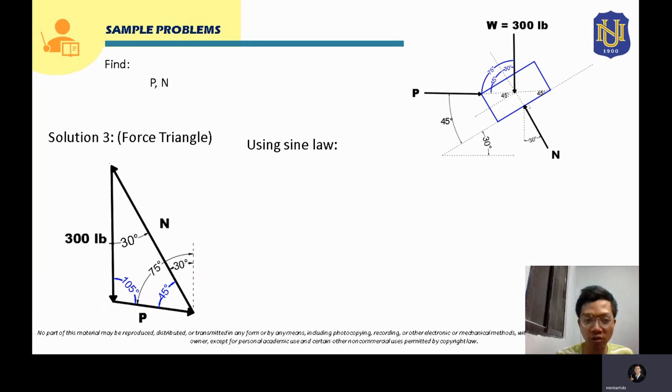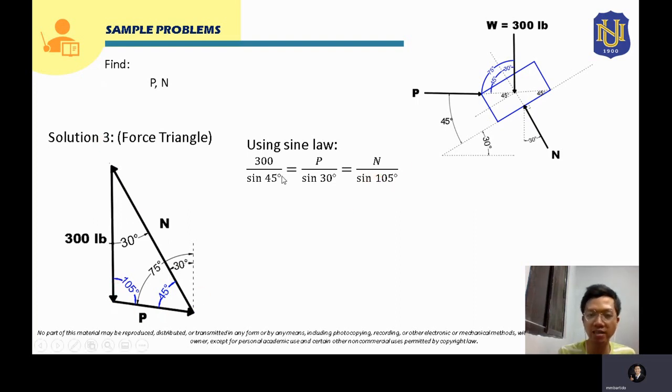So we can use the sine law to solve for P and N. Using the sine law, this will be 300 over the sine of the angle opposite to 300 pound, which is 45 degrees, so sine 45 degrees, equal to P over the angle that is opposite to side P, which is 30 degrees, so sine 30 degrees, equal to N over the sine of the angle opposite to this side, which is 105 degrees here.